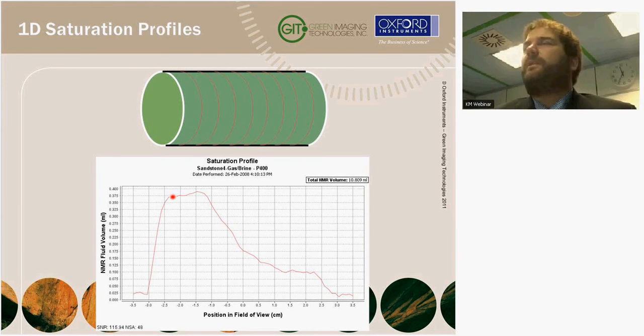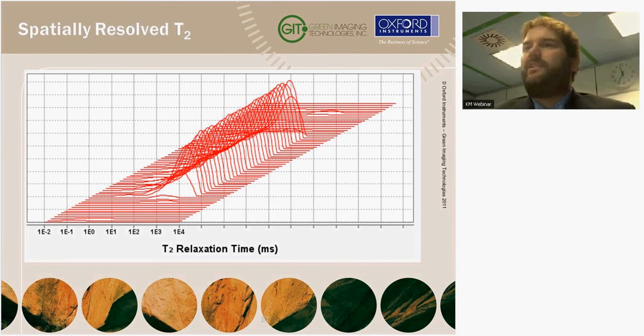Is it in a pore? Is it in a small pore? That would be more information than just how much water is there. And we can get that with techniques called spatially resolved T2. Now this is a fully saturated rock, so the T2 distribution is the same through the rock. So down this axis we have position, and on this axis we have a bunch of T2 distributions. Example in the next slide.